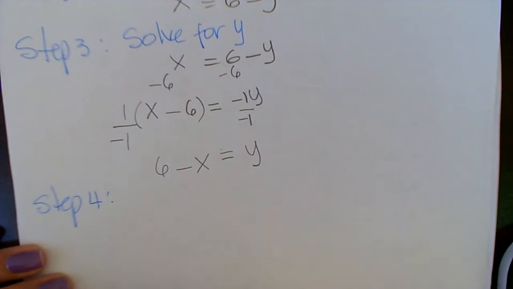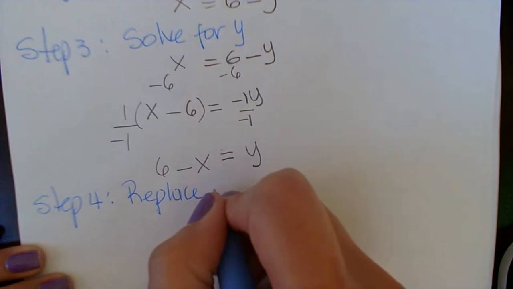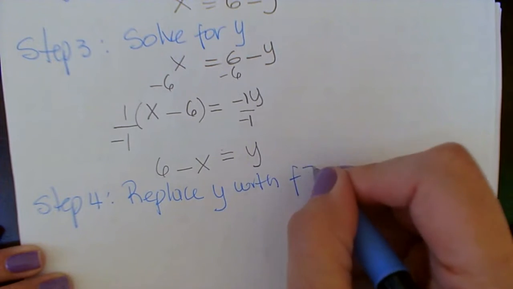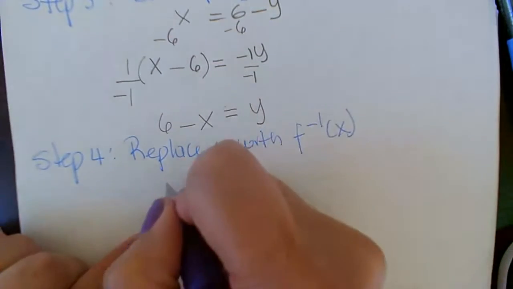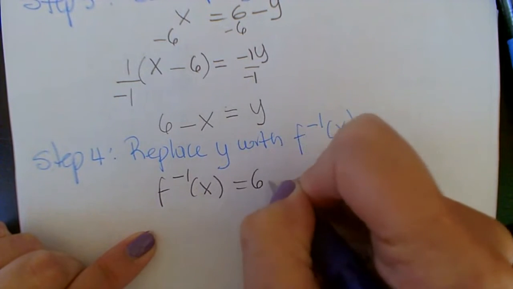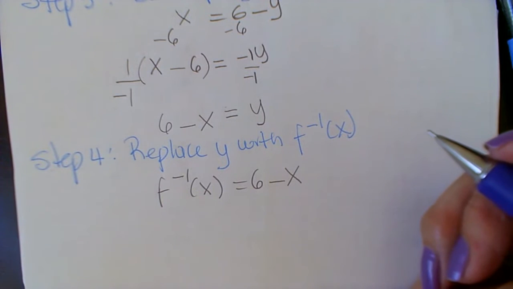All right, and my last step, step 4, I need to replace y with what? f of x. So right here, I'm going to write down f inverse of x equal to 6 minus x. Okay?